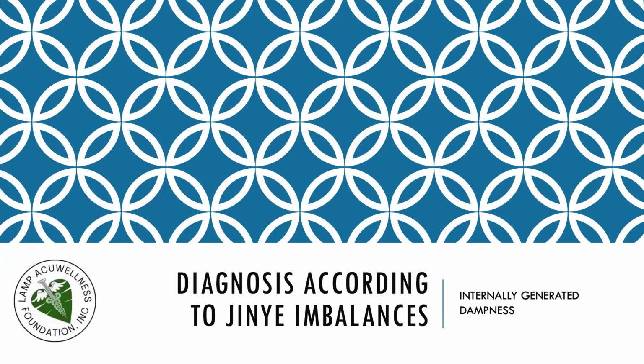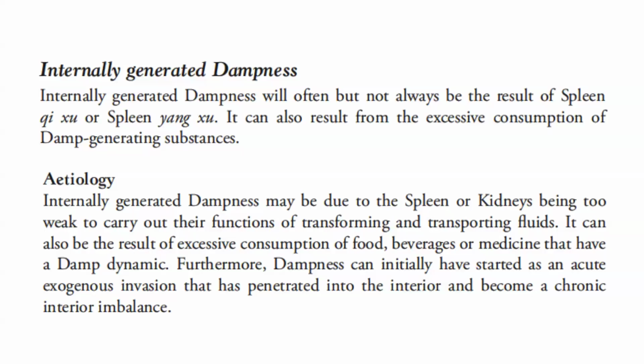Let's now proceed to diagnosis according to Zang Fu imbalances with the pattern internally generated dampness. Internally generated dampness will often but not always be the result of spleen qi deficiency or spleen yang deficiency. It can also result from excessive consumption of damp generating substances.